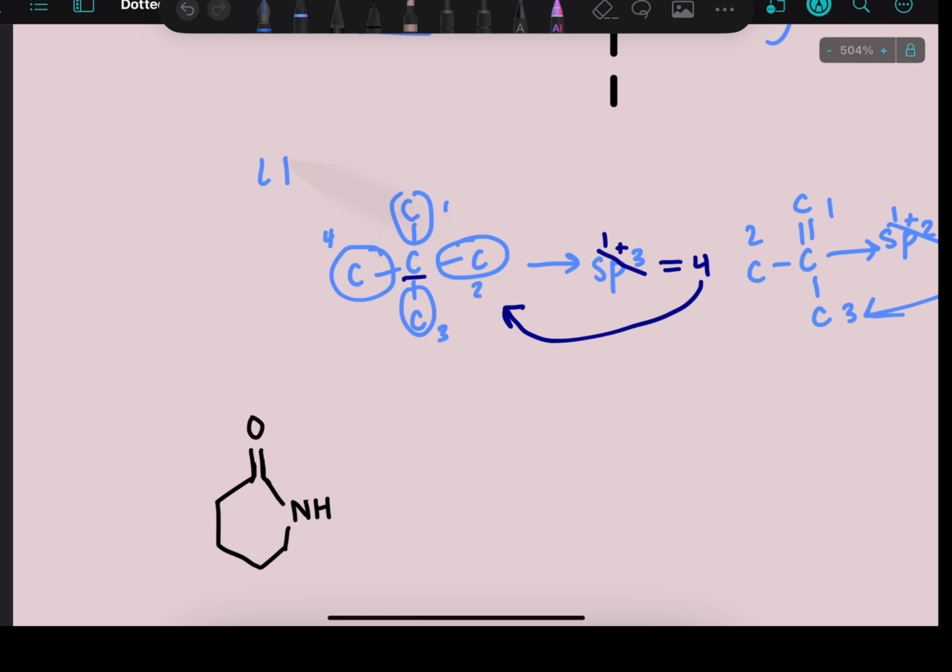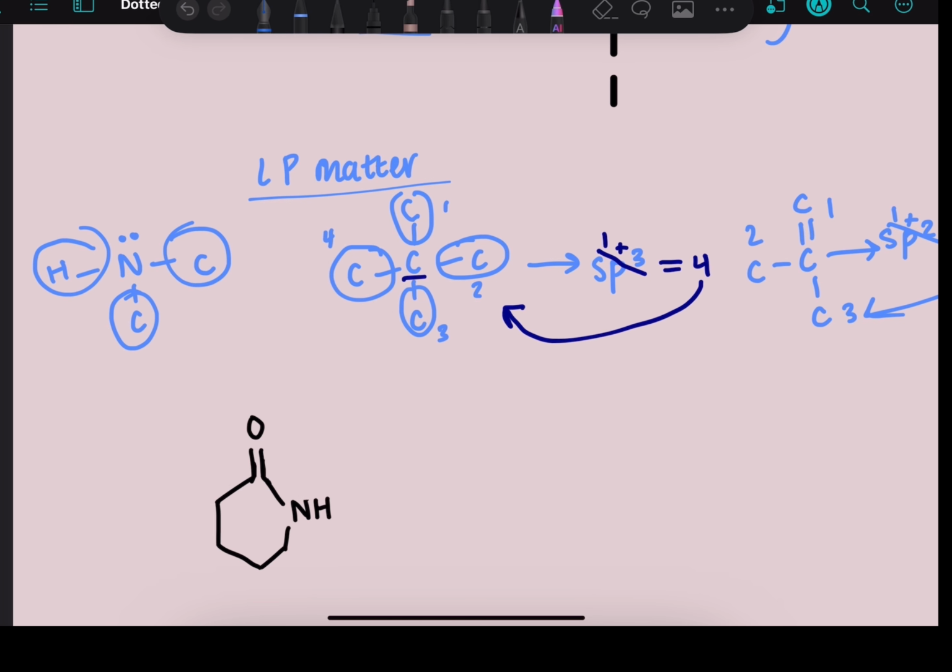Additionally, you need to know that lone pairs matter, okay? For example, when we are trying to determine the hybridization of a nitrogen bonded to a hydrogen and 2 carbons with a lone pair, we know this is 1 group, 2 groups, 3 groups. This lone pair is also a group. You don't just ignore it or exclude it. You count it as a group. So that would be 1, 2, 3, 4. That is 4 groups, so that would be an sp3 hybridized nitrogen.